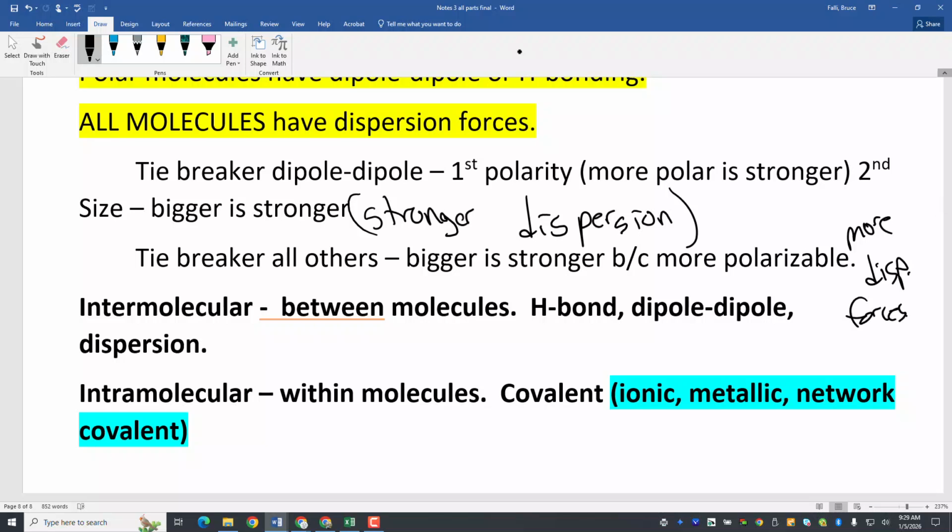Intermolecular is between molecules: H bond, dipole-dipole, and dispersion. Intramolecular is within molecules, like covalent and ionic, metallic, and network covalent. And we don't do anything with network covalent besides ignore it.